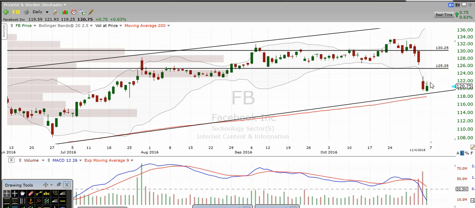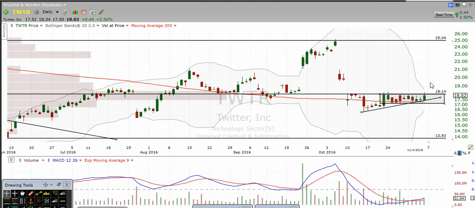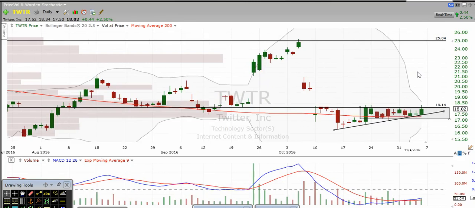The next one we're going to take a look at is Twitter. Twitter has a nice little setup here for really either direction. You want to look for a break over this 18.50, and by a break I mean a daily close over that level. You can see the Bollinger Bands are extremely tight. Another thing I want to mention for Twitter is that while the market has been declining, Twitter has been trading sideways. So if we get a little bit of positive action in the market, then I really think Twitter can break out to the upside. That's the level you want to see Twitter close over in order to head higher.